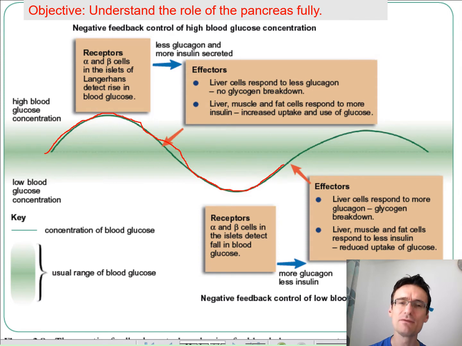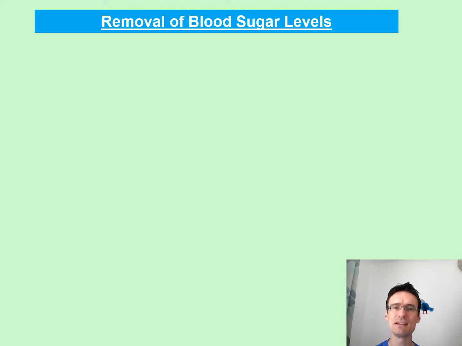So that is an example of negative feedback, because what is happening is there's a change in the body, and then your release of insulin or glucagon is reversing the change in the body, taking it back to that normal level. But let's have a look at that in a bit more detail.